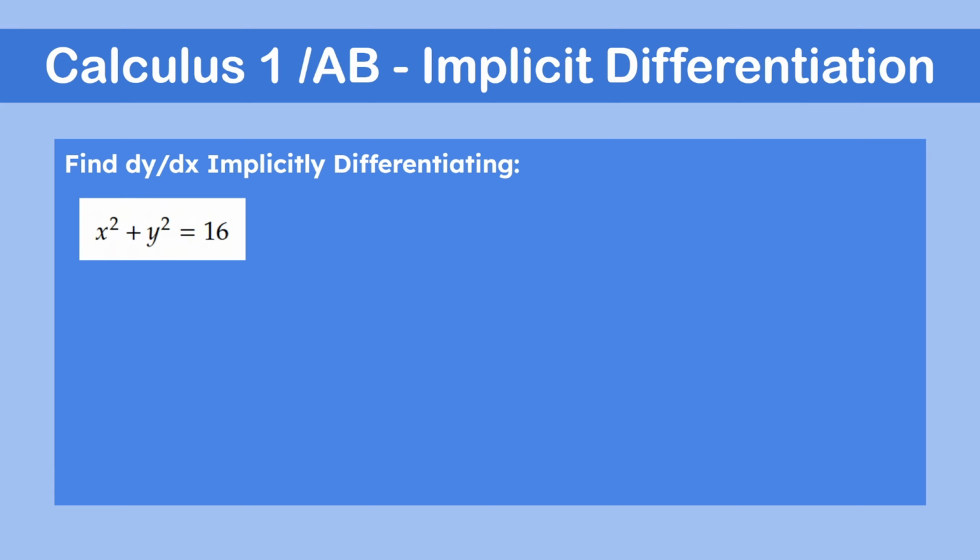So now let's do some practice problems. This is really similar to the one that we did earlier, 2x, because of the power rule. And then you do the same thing here. You take down the degree and subtract 1, but you have to multiply by dy dx, because you have to implicitly differentiate this. The derivative of 16 is 0.